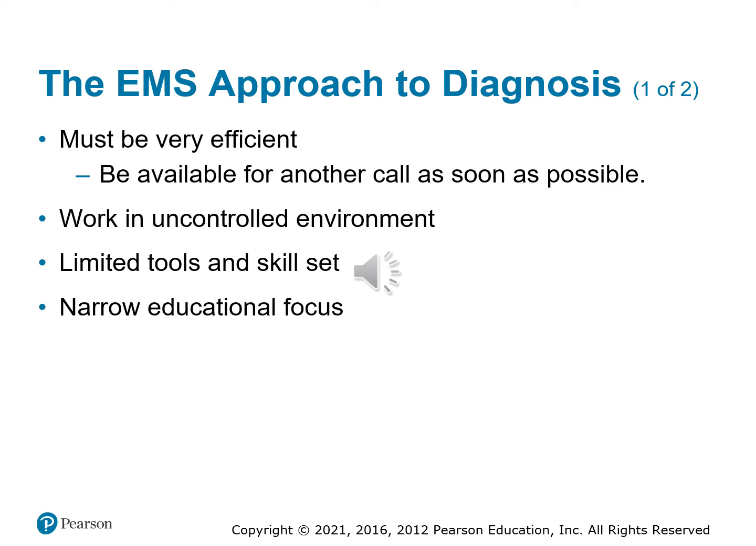We do work in an uncontrolled environment, and we do have a limitation on the skills that we can do and the tools that we have to do those skills. So our ambulance is going to be stocked with some pretty normal equipment, but if you go on a critical care transport ambulance, they're going to have some different tools than what we carry in our day-to-day emergency response ambulance. We like to narrow our educational focus and really look at emergency type situations, but it is important that you have an understanding of some of those chronic conditions as well.